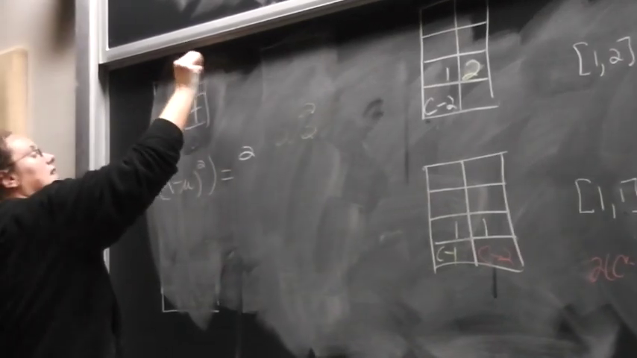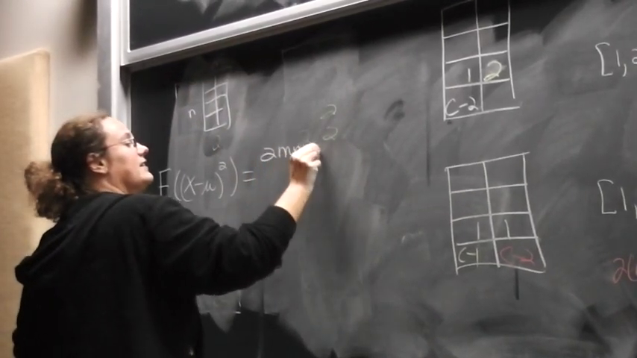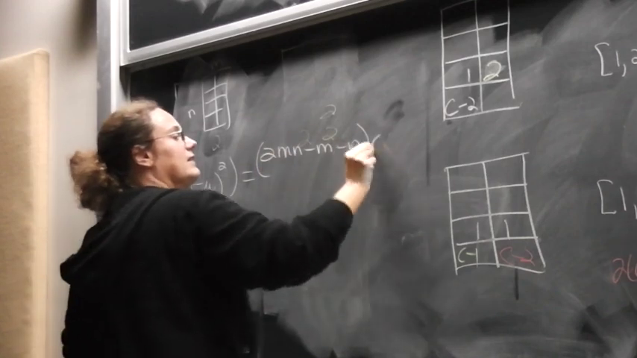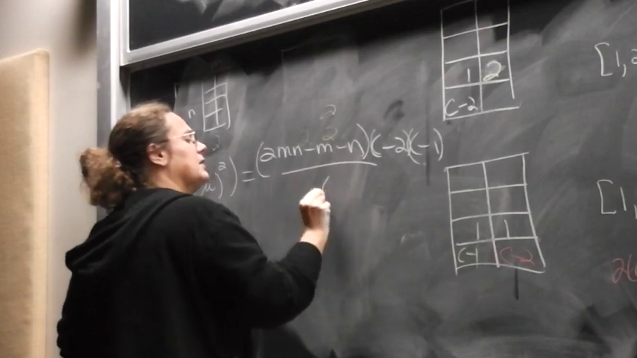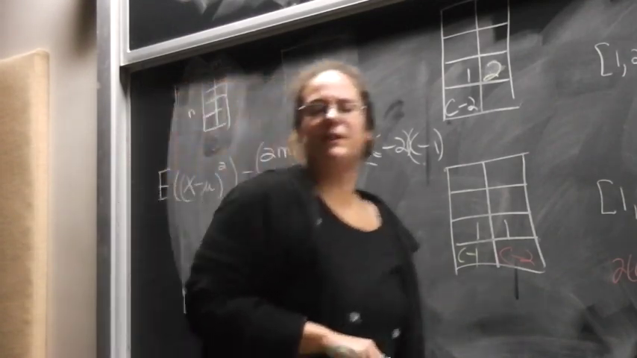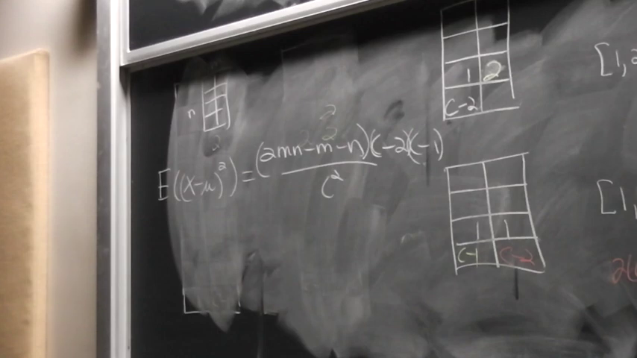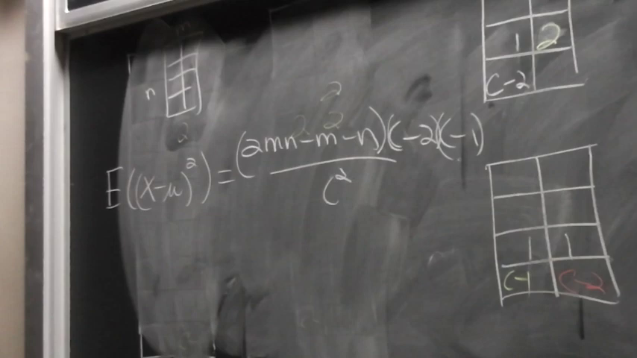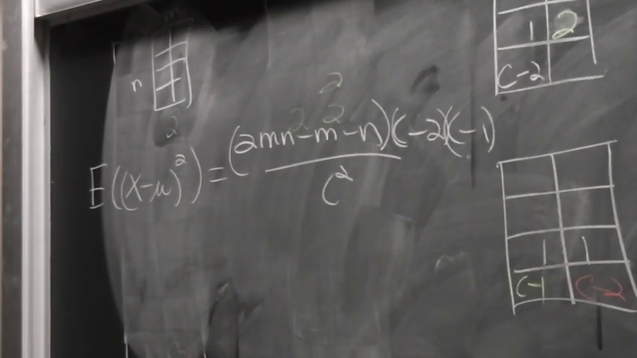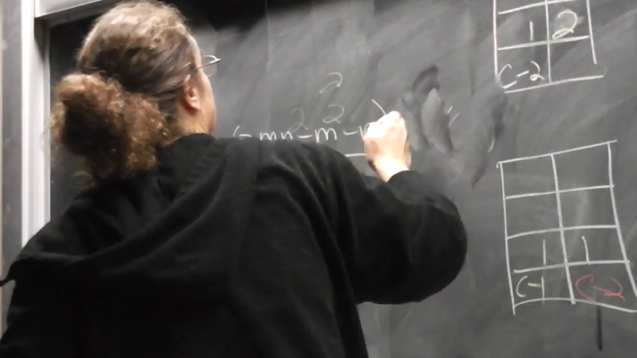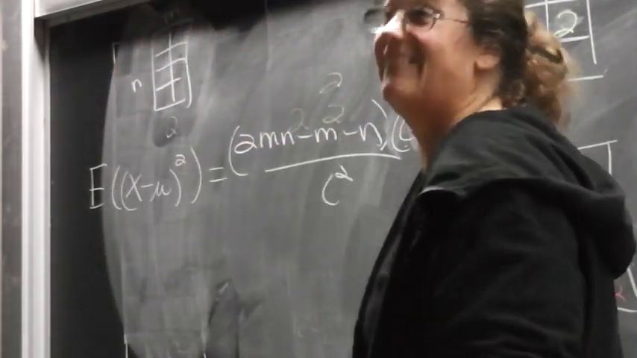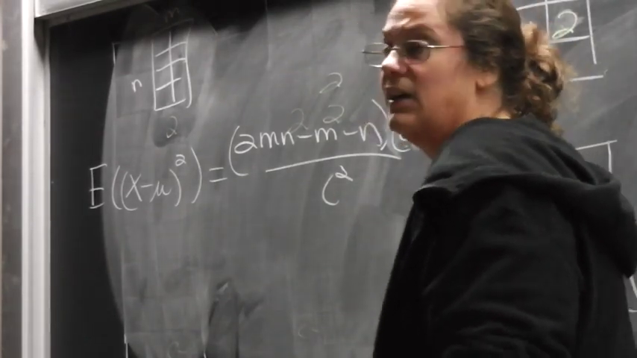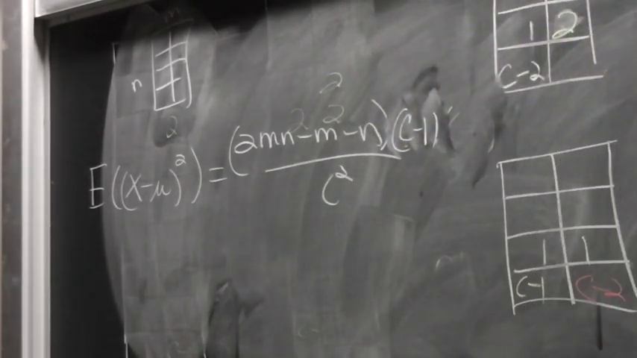So it's still M and N, M times N minus M minus N. Oh, second moment, I'm sorry. For the second moment, you just have C minus 1. The third moment has the C minus 2. We just have C minus 1, and then the next we have C minus 2 over C squared.